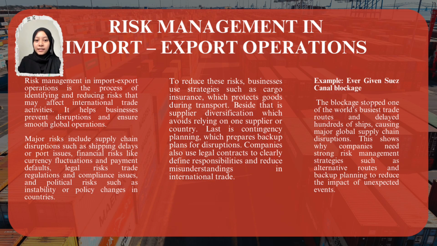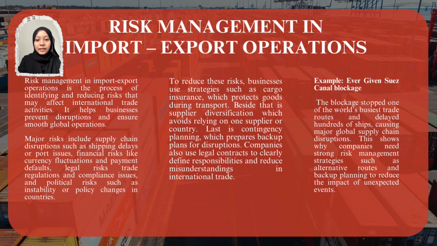One common method is cargo insurance, which protects goods during transportation. Another strategy is supply diversification, where companies avoid relying on only one supplier or one country. Businesses also use contingency planning, which means preparing backup plans in case disruption happens. In addition, legal contracts are used to clearly define responsibility and reduce misunderstanding in international trade.